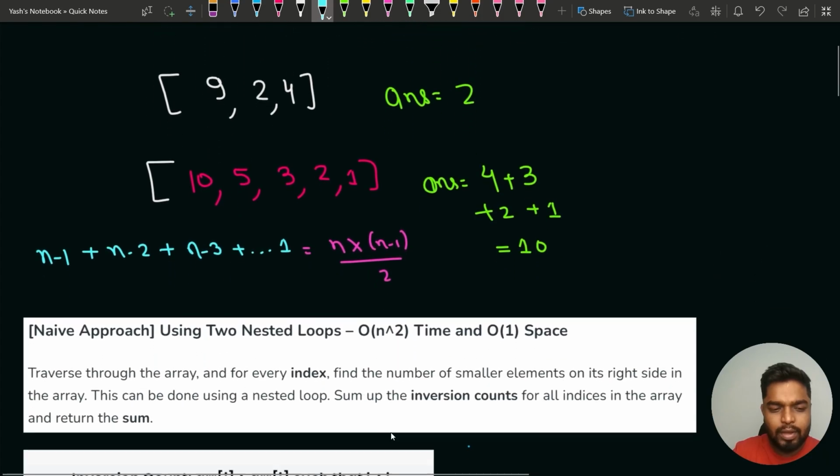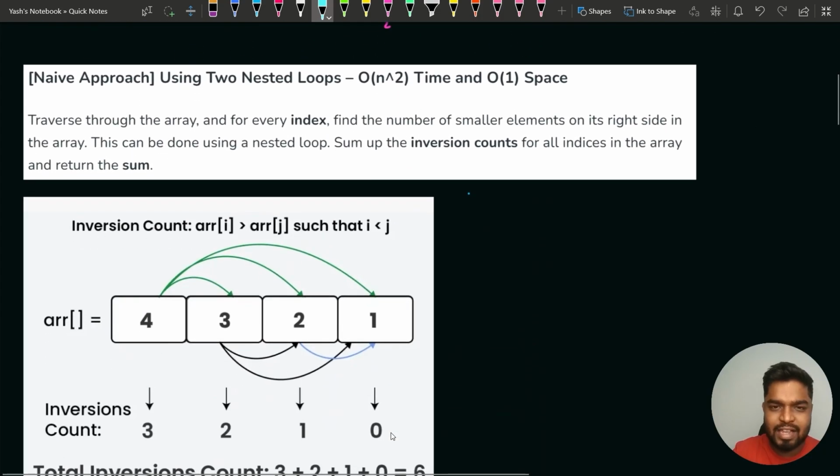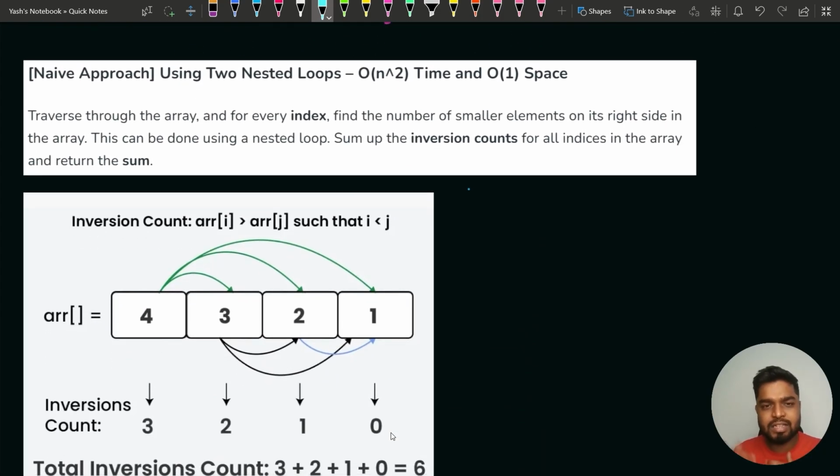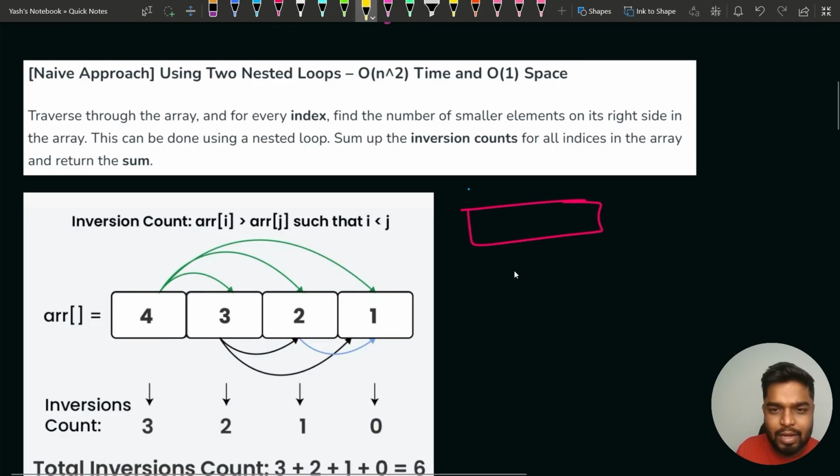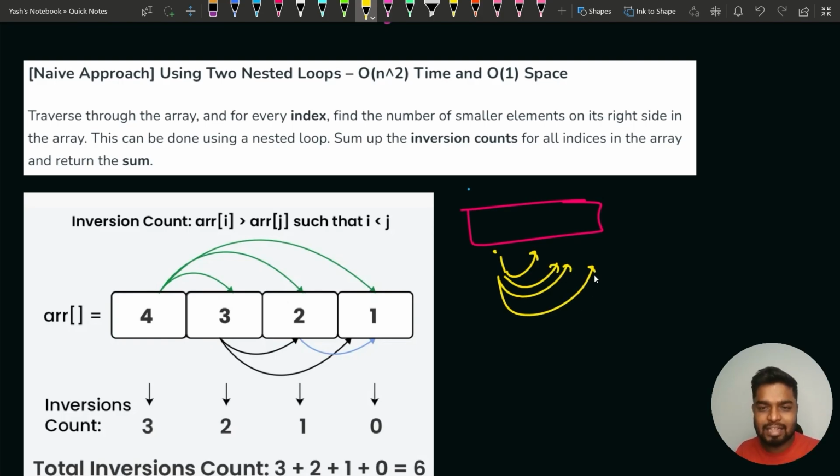Now let's understand how we can do it in a brute force fashion. As I had already done a dry run, but still let's see what the brute force approach is. So basically you can traverse throughout the array, and for every index you can find the number of elements that are smaller on the right side. For a particular ith element, you can find how many indexes j are there that have elements lesser than the ith element. Those will be counted in terms of inversions.